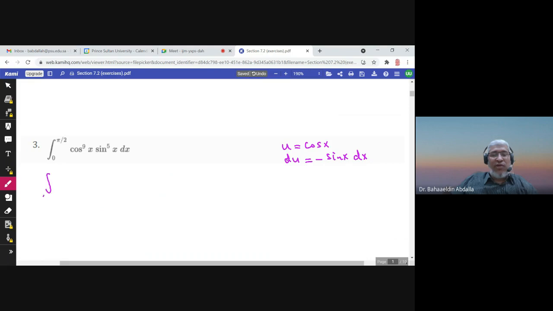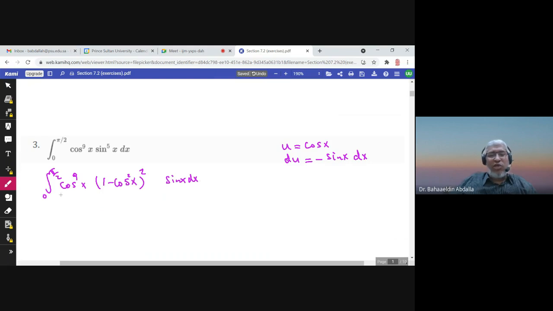So I have integral of one of the sines, I take it here with the dx. And cosine is there, I need cosine to change it to u. And sine to the power 4 will be there. So sine to the power 4, I can write it sine square, which is 1 minus cosine square to the power 2. And now the integral is ready to be changed to u.